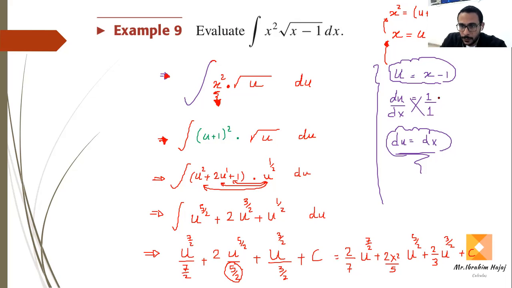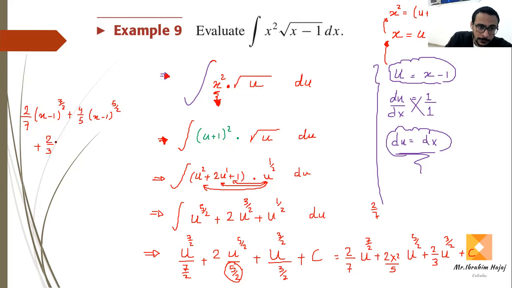And then return the u again to its original value, x minus 1. Remove this and put x minus 1. It's 2 over 7. Let's write it here. 2 over 7 times x minus 1 to the power of 7 over 2, plus 4 over 5 times x minus 1 to the power of 5 over 2, plus 2 over 3 times x minus 1 to the power of 3 over 2. Yes, and then plus this.